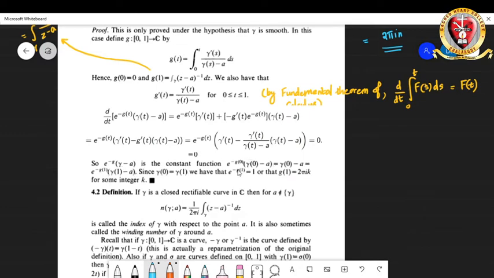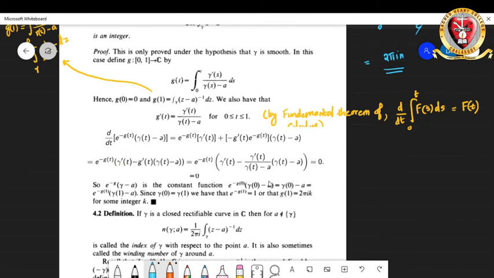So we can cancel them out and you get e power minus g of 0 is equal to e power minus g of 1. But e power g of 0 will be 1 because g of 0 is 1. So you get e power minus g of 1 is equal to 1. Fine. So when is e power something 1, then g of 1 is equal to 2 pi i k, where k is varying in some integer. So what is g of 1?